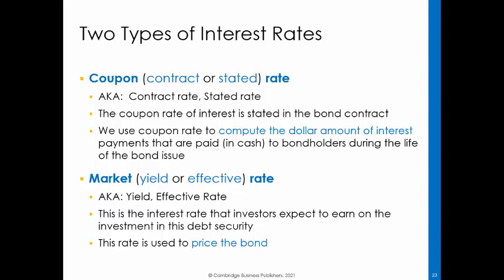This is because the coupon rate is fixed prior to the issuance of the bond and normally remains fixed throughout its life. Market rates of interest, on the other hand, fluctuate continually with the supply and demand for bonds in the marketplace, general macroeconomic conditions, and the borrower's financial condition.